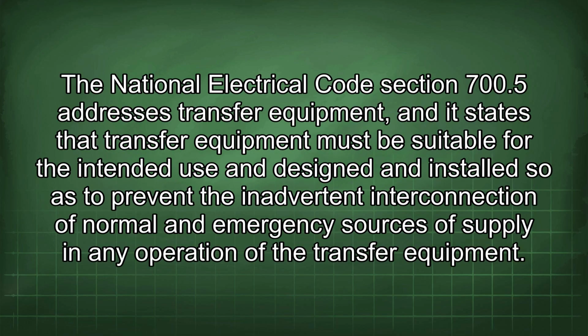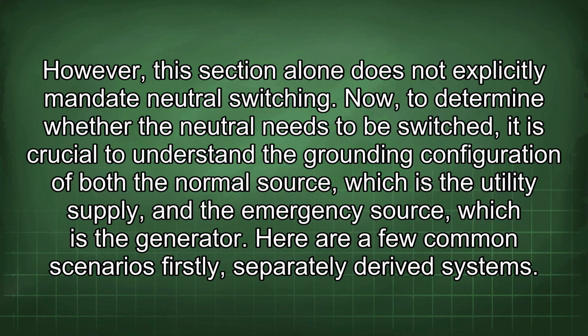The National Electrical Code Section 700.5 addresses transfer equipment, and it states that transfer equipment must be suitable for the intended use and designed and installed so as to prevent the inadvertent interconnection of normal and emergency sources of supply in any operation of the transfer equipment. However, this section alone does not explicitly mandate neutral switching.